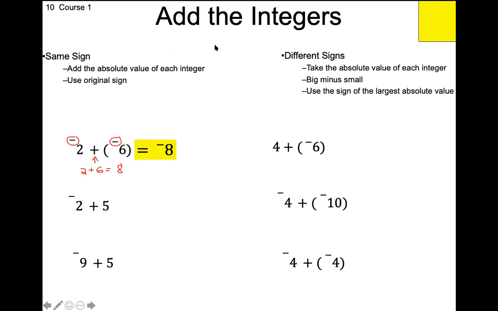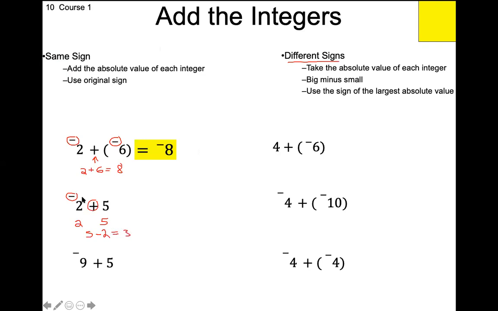All right. Next one, underneath there, let's see, one sign is negative, one sign is positive. We're in different sign land. Cool thing is we still do the same thing. We take the absolute value of both, that would be 2 and 5. The absolute value of negative 2 is 2, the absolute value of 5 is 5. But this time we don't add, we subtract. Big minus small will be 5 minus 2. 5 is bigger than 2. 5 minus 2 is 3.